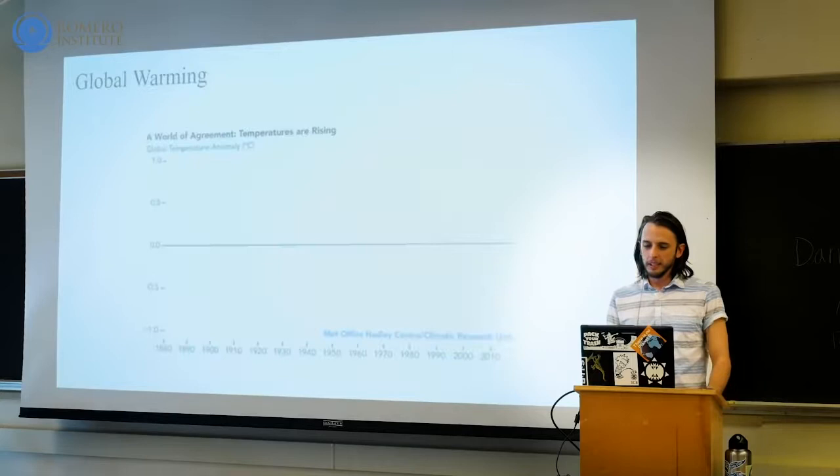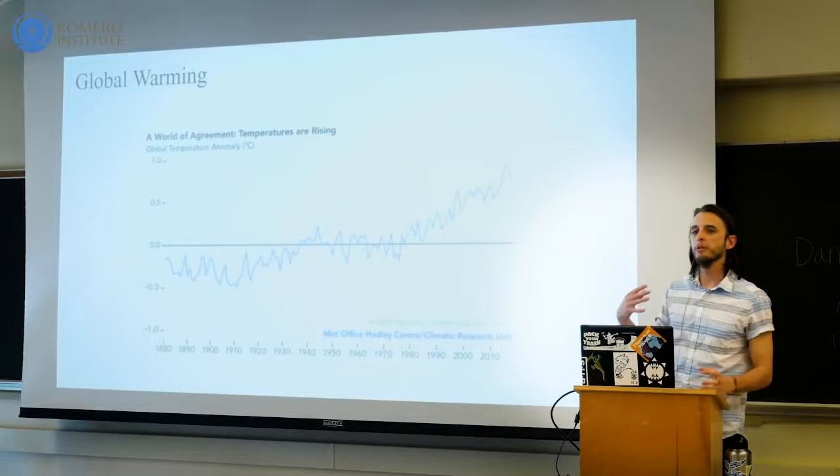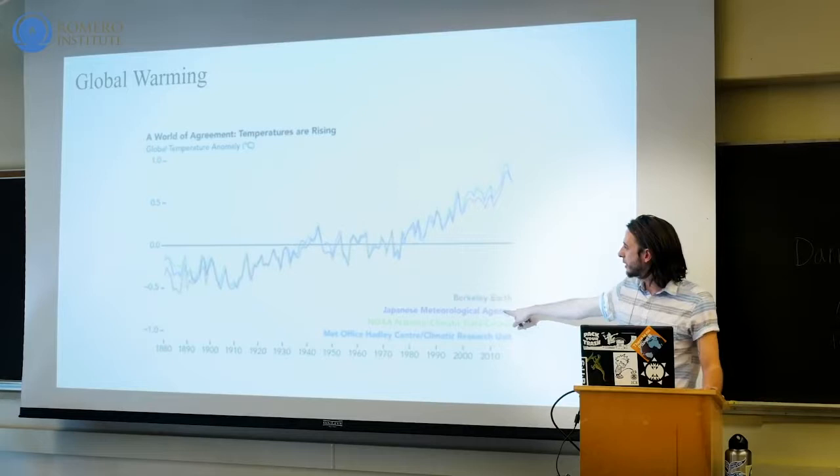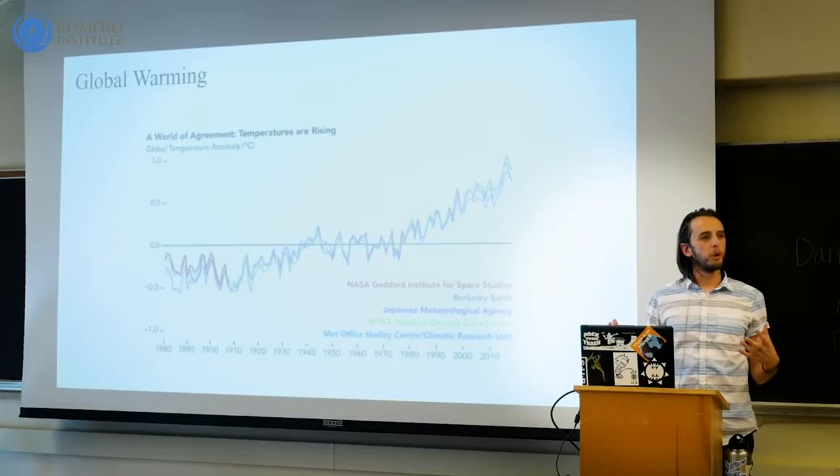This is a GIF showing the average surface temperature of the world over time across different research stations. So the blue line is in Britain, at the Hadley Center. NOAA is here in the United States, the Japanese Meteorological Agency in Japan, Berkeley Earth. So these are different agencies around the world that don't trust each other, because countries don't trust each other. And so they each want to take their own measurements.